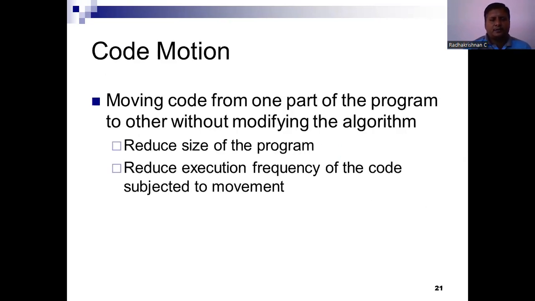Next, code motion. Code motion means moving code from one part of the program to another without modifying the algorithm. This optimization technique reduces the size of the program and reduces the execution frequency of the code subject to the movement. So the size of the target code will be reduced, and the execution frequency will be reduced.